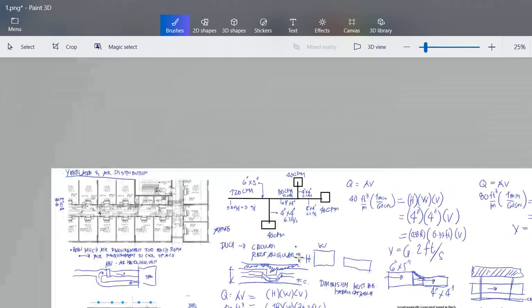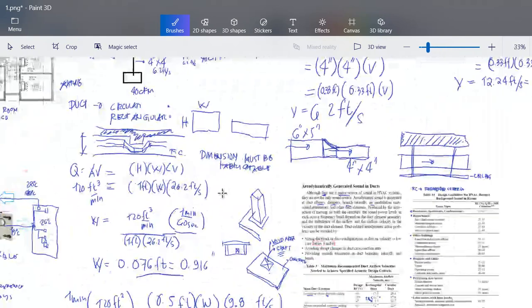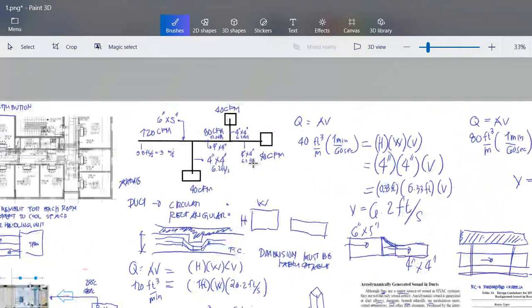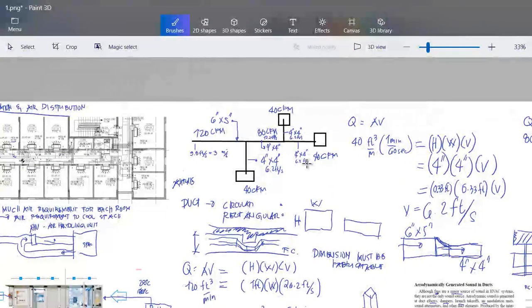So we have now determined how to size your duct. The next topic will discuss how you are going to calculate the pressure drop.